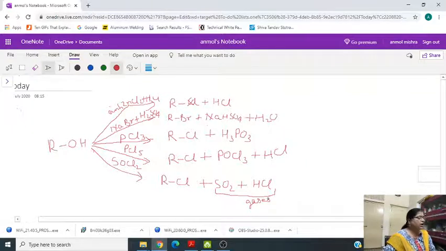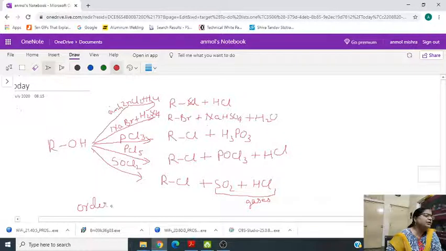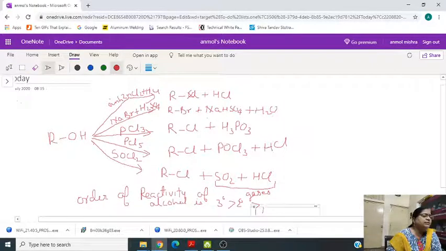Now the order of reactivity of alcohol is: tertiary is more reactive than secondary, and then primary.